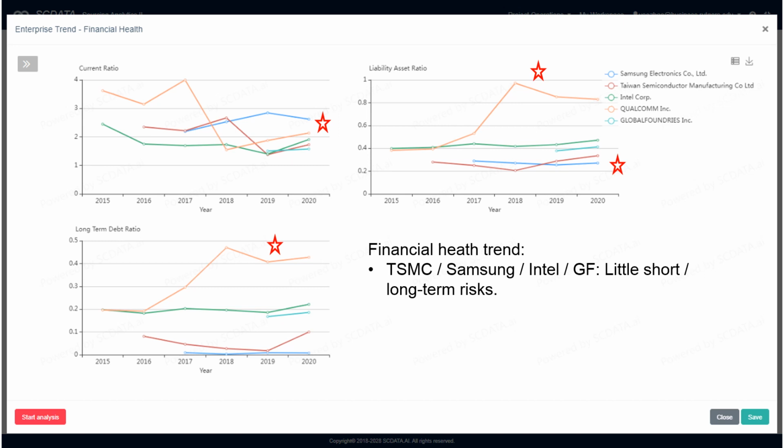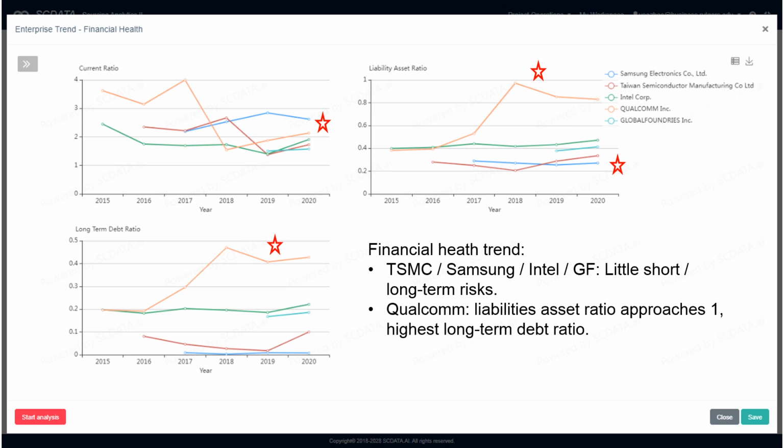While Qualcomm is fine on short-term risks, its liability asset ratio and long-term debt ratio upswinged quite significantly in recent years, almost to the danger zone in 2018. The good news is that after 2018, the situation became less severe for Qualcomm.